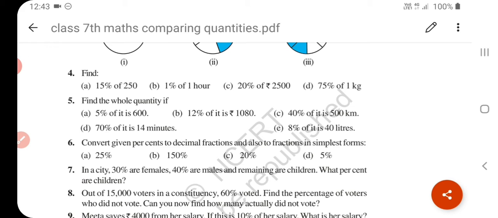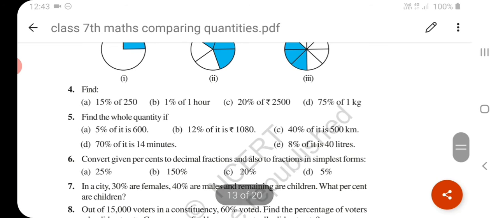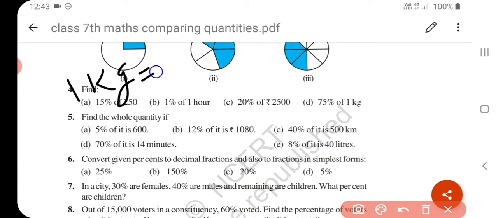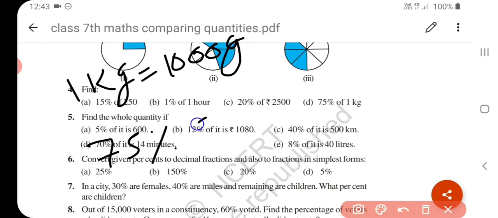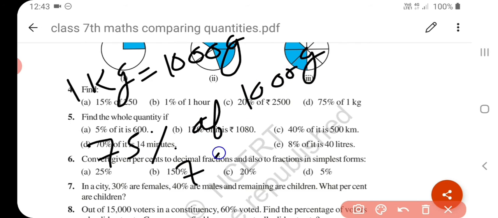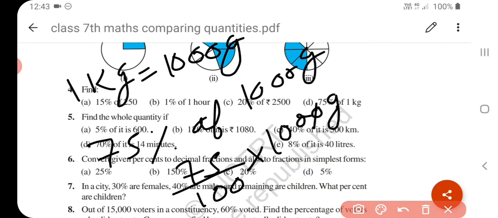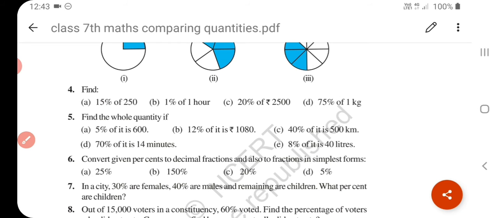One more I will do for you. 75% of 1 kg. You know 1 kg is equal to 1000 grams. So 75% of 1000 gram becomes 75 upon 100 into 1000 gram. 2 0s cancel with 2 0s. So your answer is 750 gram. Okay, understand? So this way you complete question number 4.